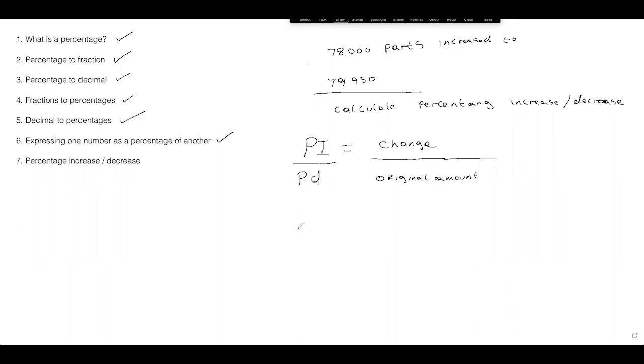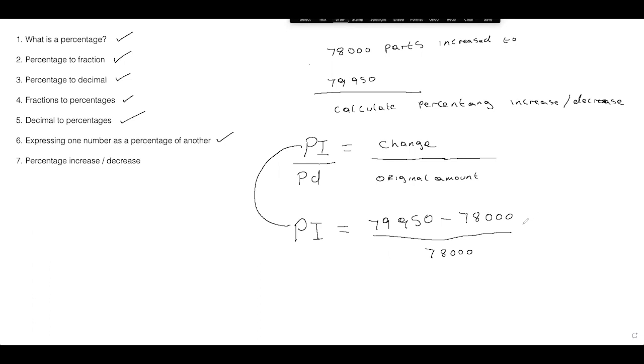So what is the change in this instance? Well, we're looking at this one, percentage increase. Yes, that's the one we're looking at. That is going to be equal to the change. And what is the change? Well, the change is going to be the amount it is now, which is 79,950 minus 78,000 over the original price, which is 78,000.